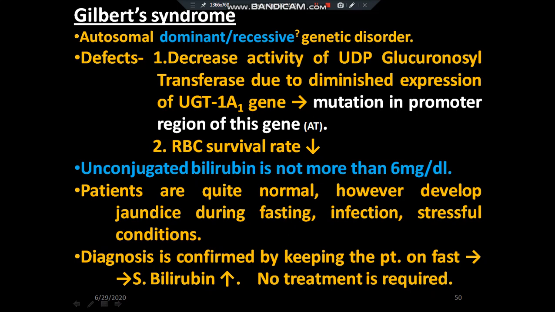The RBC survival rate is decreased. The unconjugated bilirubin is not more than 6 mg per dl. Patients are quite normal. However, they develop jaundice during fasting, infection, or stressful condition. The diagnosis is confirmed by keeping the patient on fast, and the serum bilirubin level is increased. In this condition, no treatment is required.